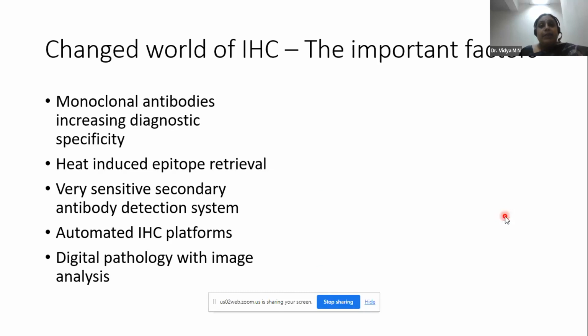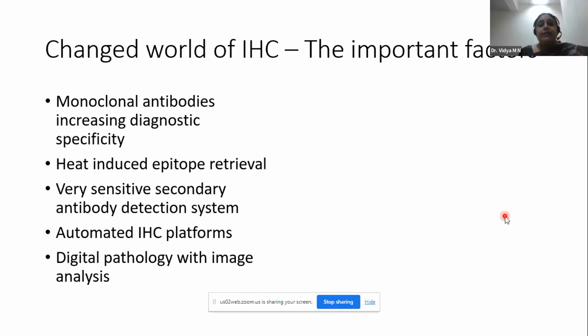And there are various mechanisms of antigen retrieval. Earlier, people used to use soap detergents for antigen retrieval, and various different buffers which were actually not of very good quality. But here, heat induced epitope retrieval has come into the picture, and it has actually been a game changer in terms of your antigen retrieval systems.